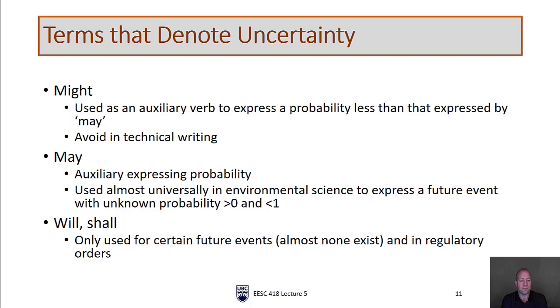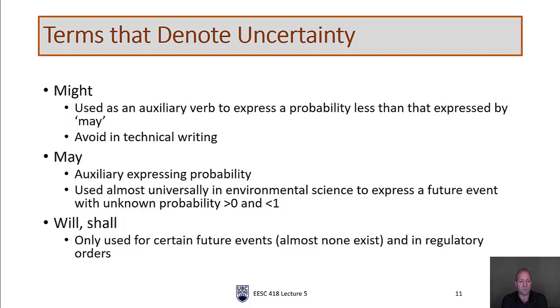So may is used almost universally in environmental science to express a future event with unknown probability, but we know that the probability is less than 1 and greater than 0. In other words, it's not 0, it's not certainly not going to happen, and it's not certainly going to happen. Everything in between, which is almost everything, particularly if it's something about the future, we would say this may happen. And that might sound like what some people call a weasel word.